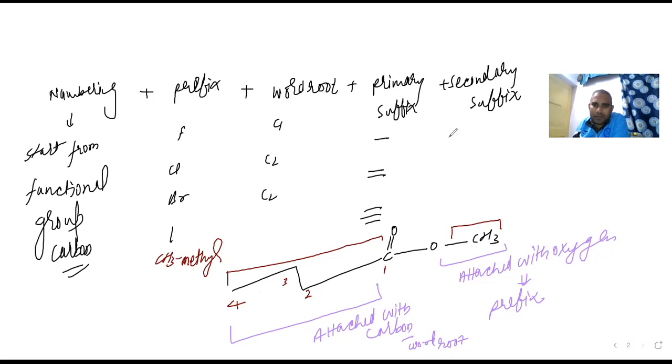And the secondary suffix, C double bond O and O is there. For this one, we use the -oate. Already yesterday I told you -oate. So tell me the name.